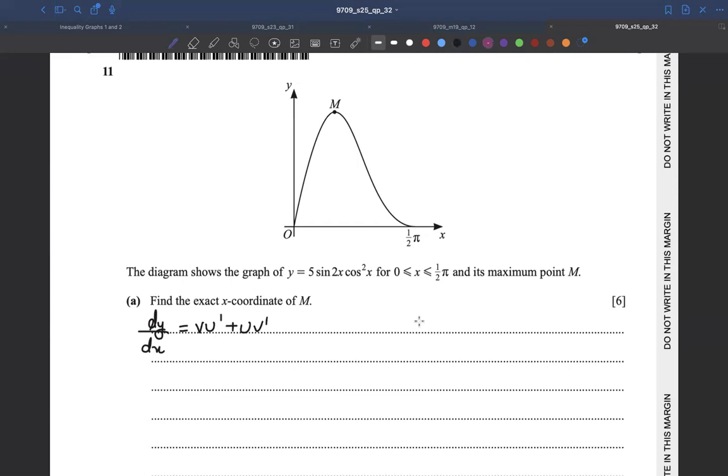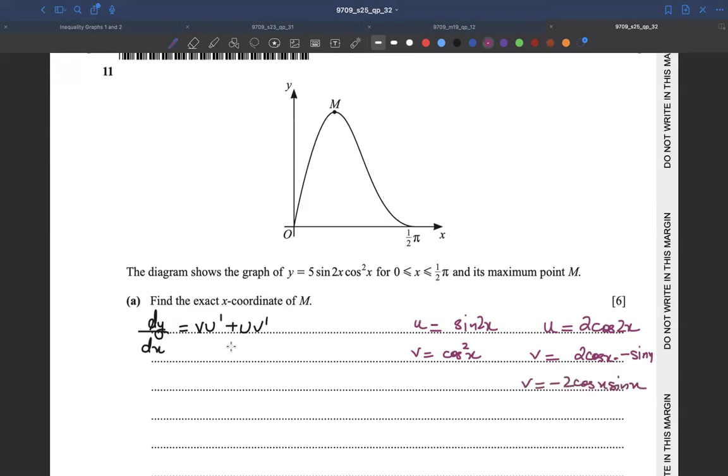So u, we can take it as sin 2x and we can keep 5 common. So u dash, or the derivative of sin 2x, would be 2 cos of 2x. V we'll take as cos squared of x, and when we differentiate v, the 2 will multiply, so we'll get 2 cos of x, and the derivative of cos x is minus sin x. We'll get minus 2 cos x sin x.